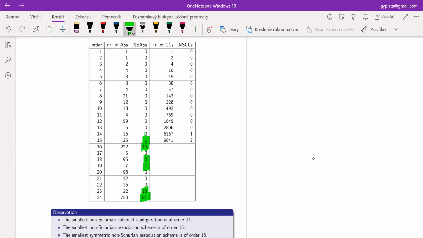And if we take the number for coherent configurations, we can see that the number of coherent configurations is increasing not so fast, but even for order 15, it is almost 10,000. So it is quite a big number. And the first non-Schurian one appears on order 14. And this knowledge became clear after the enumeration given by Matanzival.